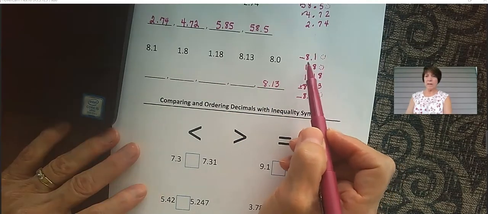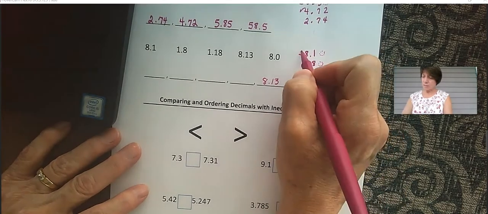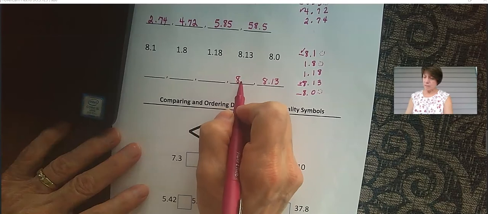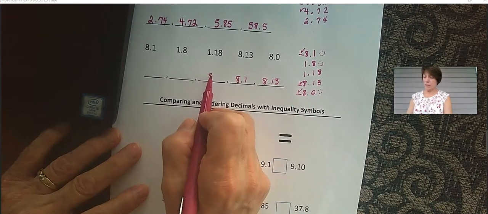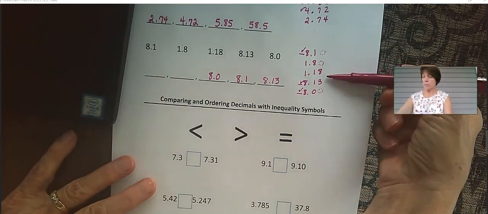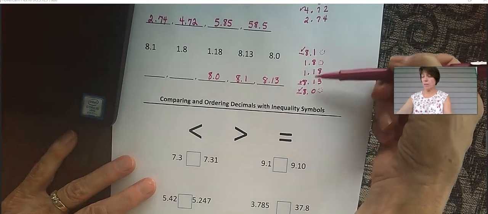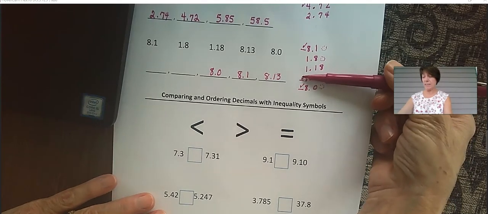That would be followed by my 8 and 1/10. This would be like $8.10. And then that would be followed by my 8 and 0/10, which would be like $8. All right, and then I've got my two numbers that have the 1 in the ones place left. And so I can see that this is like $1.80 and this is like $1.18.